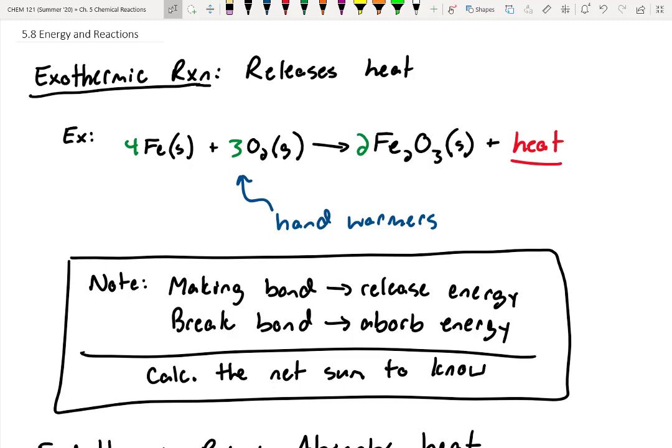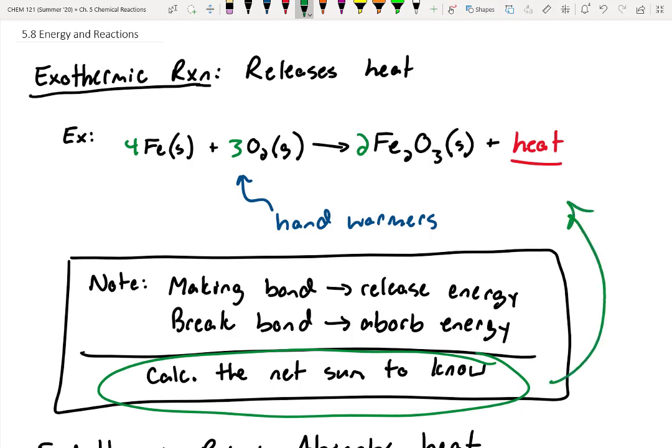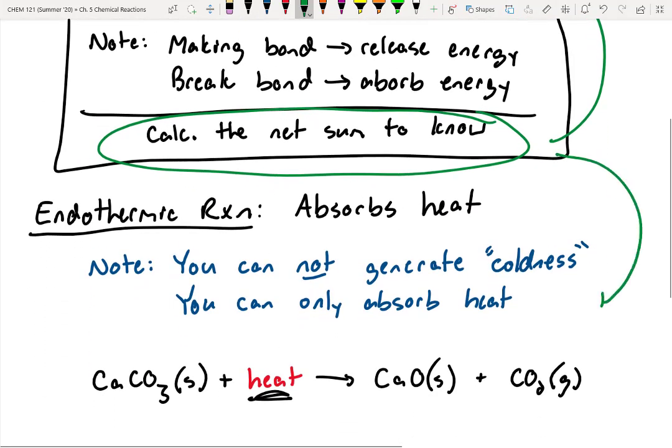All right, I hope that makes sense, but let me know if you have any questions. And like I said, if you go on and take more chemistry, you can calculate the net sum to know whether or not a reaction falls in this upper category or in this lower category. But for this course, we're not going to get into that. I just want you to know the basic terms.